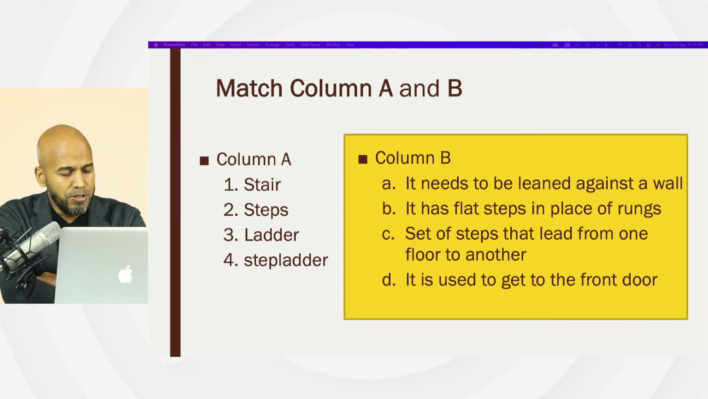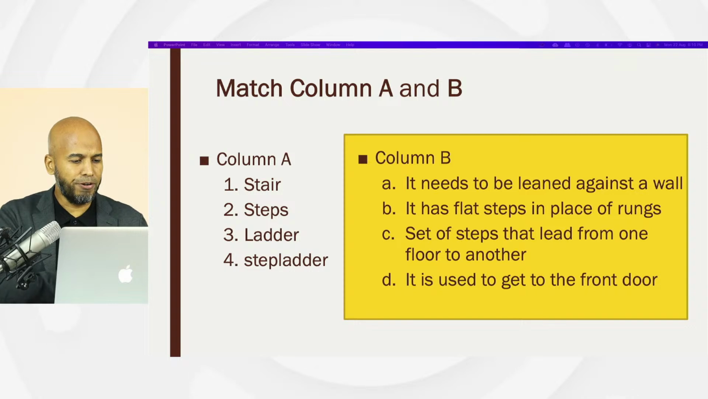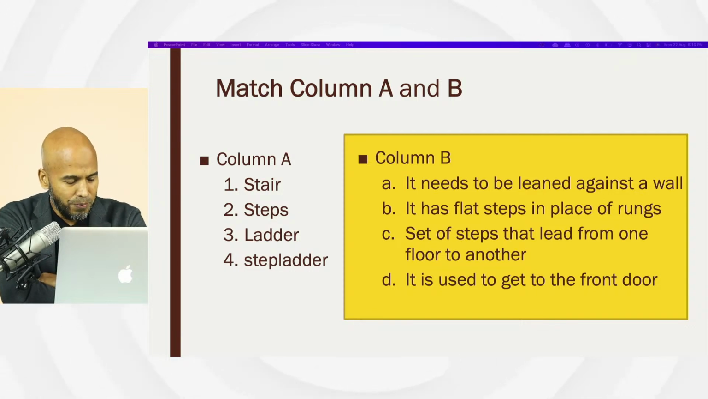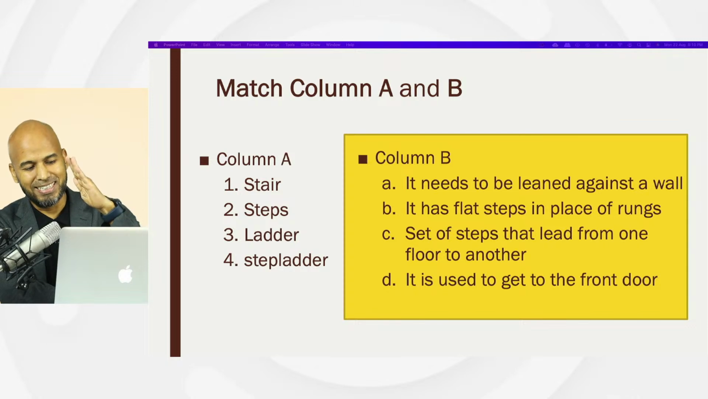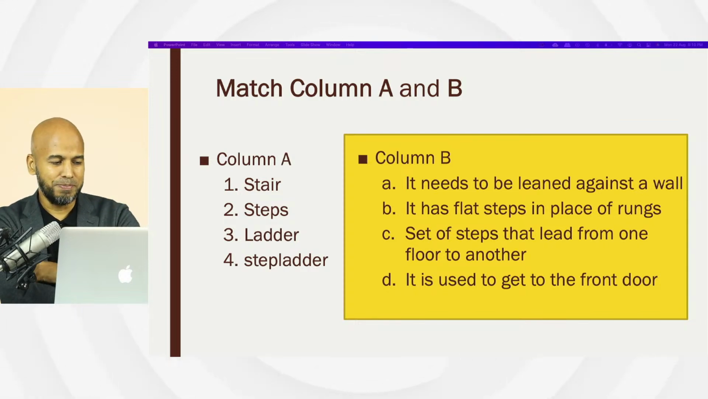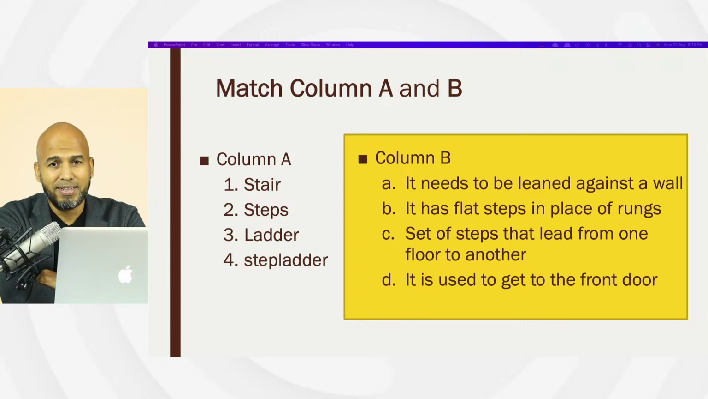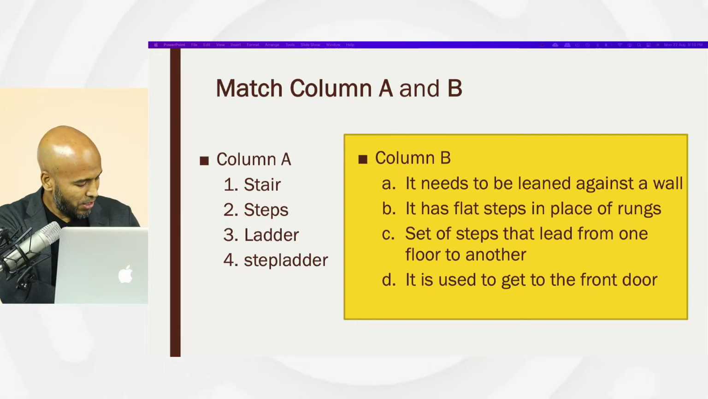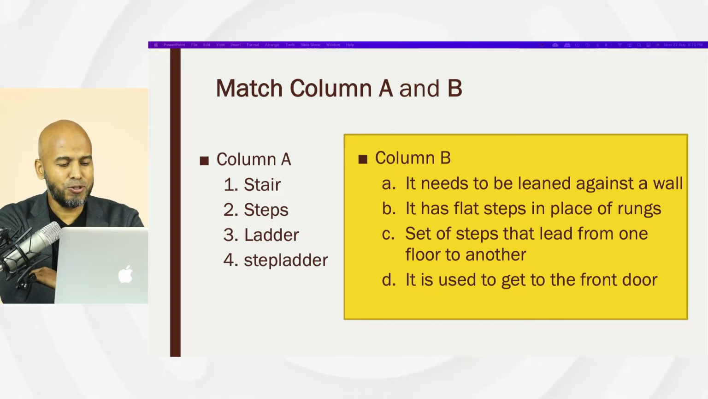Okay, so if you consider stair, what do you think? Whether it's A, B, C, or D? You can do the opposite. You can start thinking A. It needs to be leaned against a wall. What do you think? It needs to be leaned against a wall. It's ladder. A ladder needs to be leaned against a wall.